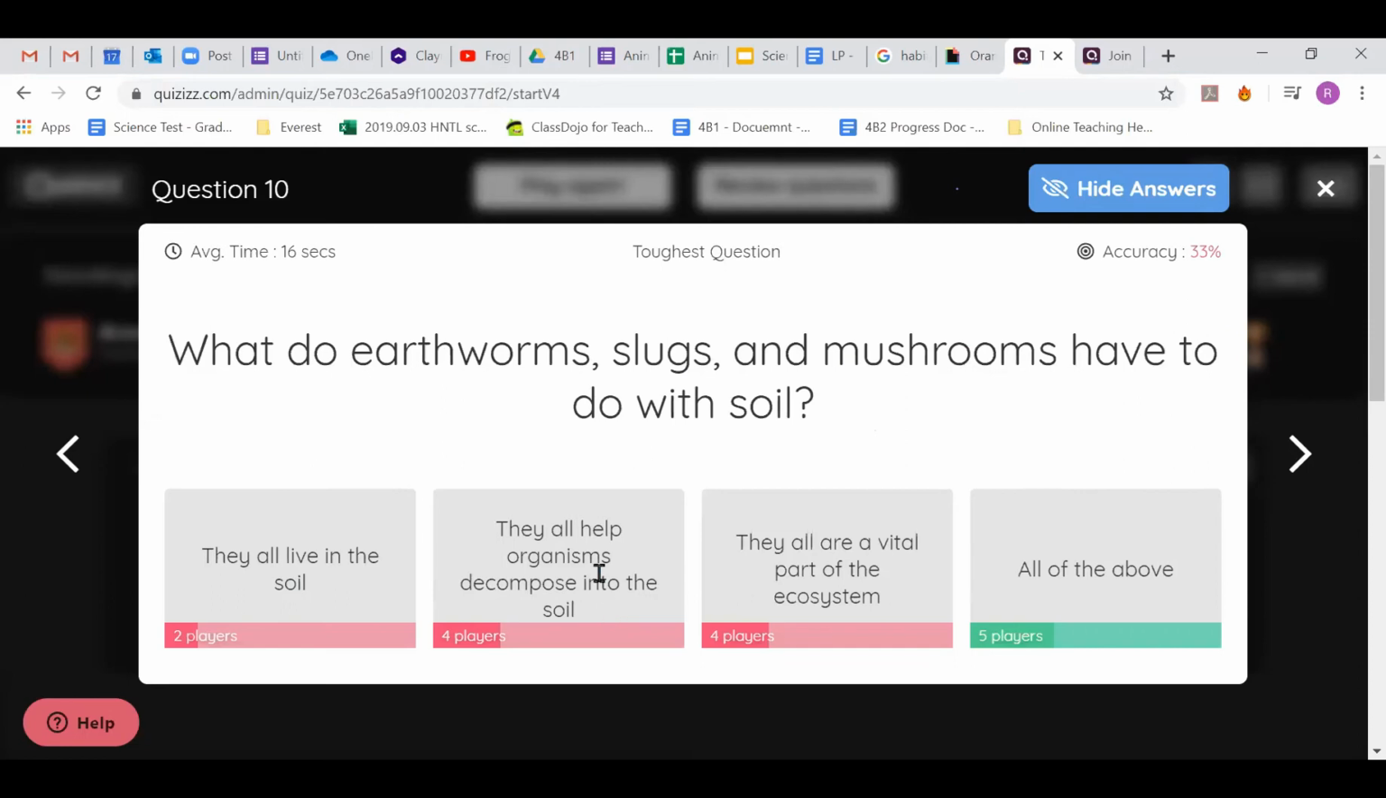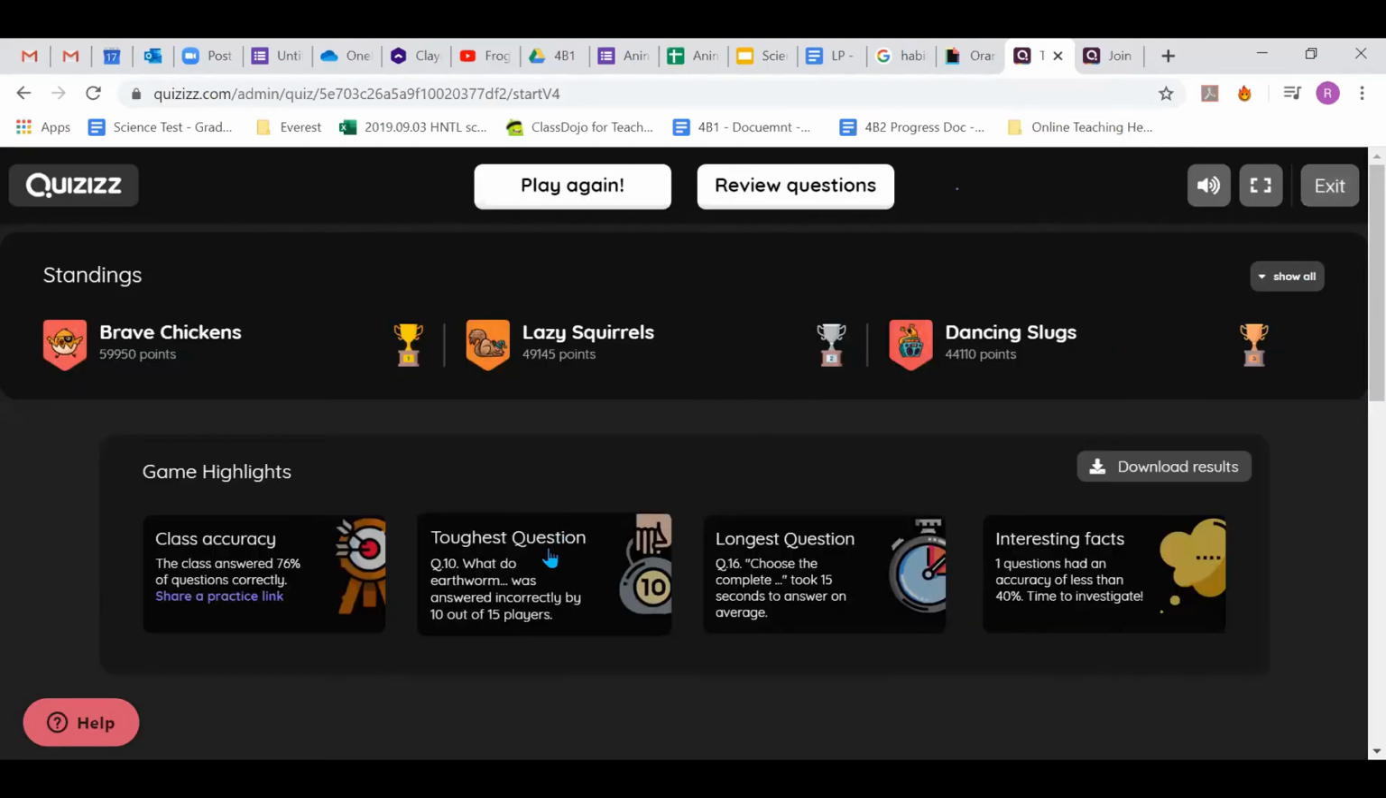I'd say so. Earthworms go around soil. They probably eat their way through any types of dead animals. They're all a vital part of the ecosystem. Well, yeah. Any animal that is part of an ecosystem is a vital part of it, so it has to be all of the above. What other questions were quite difficult?